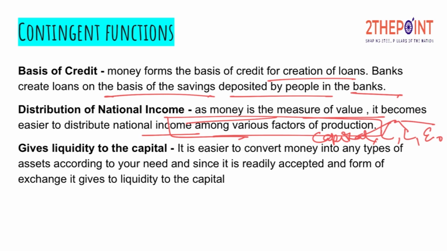The last function is that it gives liquidity to capital. It is easier to convert money into any type of asset according to our need. Let's suppose we have some extra cash in hand and want to invest it in mutual funds, we can easily do that, or buy machinery to start up a new factory. All this is possible because money is readily accepted as the medium of exchange. So it gives liquidity to capital.